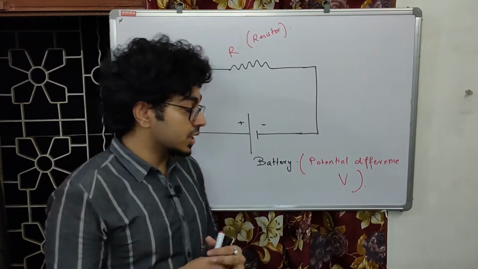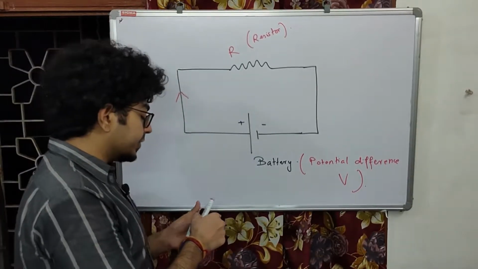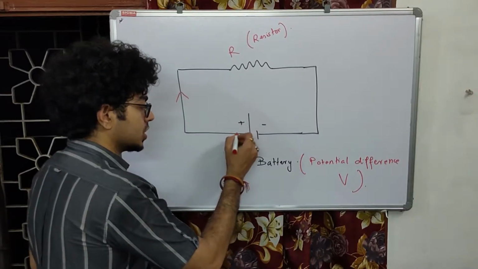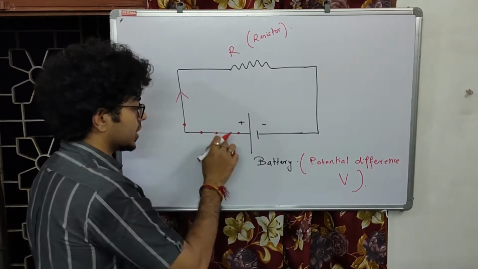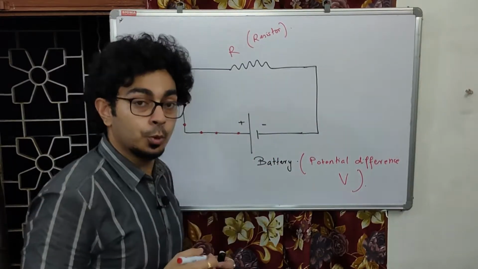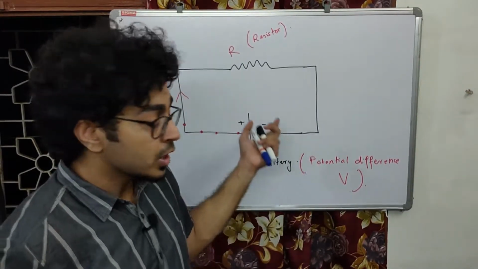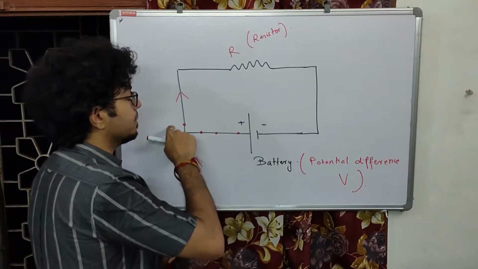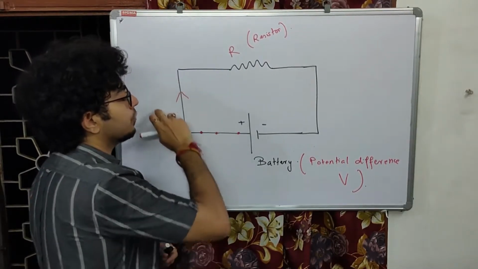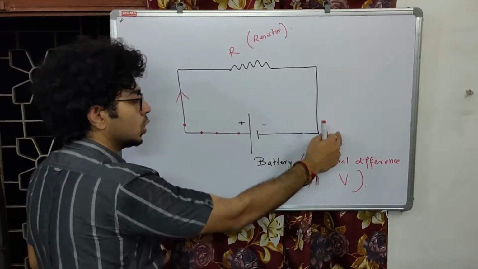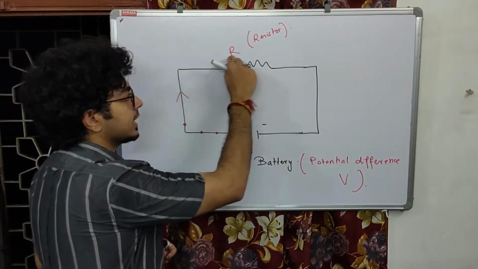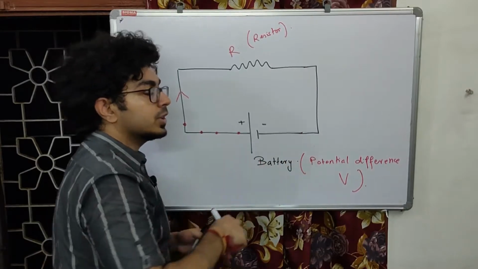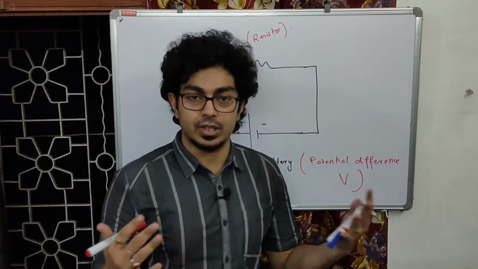Now what happens here? Electric charges, that is positive charges, from high potential will always try to flow towards low potential. Just now I have told you. So electric charges try to flow from high potential to low potential, and in this process the electric charges flow. Now this flow of electric charge gives rise to current.